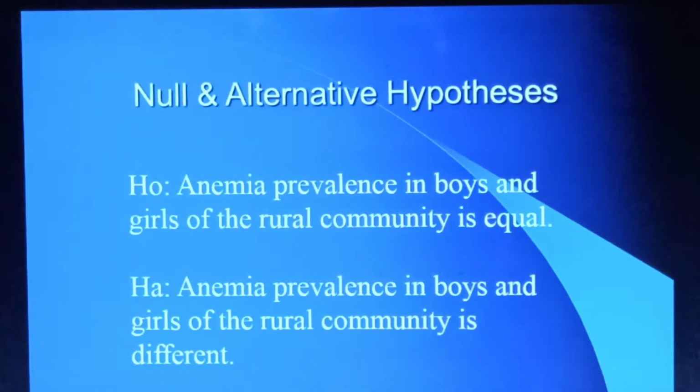Now if we set a null hypothesis and an alternative hypothesis: the anemia prevalence in boys and girls in rural communities is equal, that is the null hypothesis we begin with, and the alternative is that the anemia prevalence in boys and girls is different.